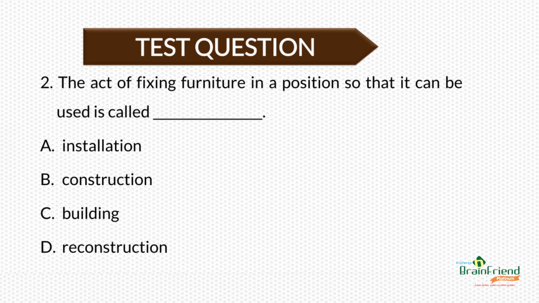Question 2. The act of fixing furniture in a position so that it can be used is called dash. A. Installation. B. Construction. C. Building. Or D. Reconstruction. The correct answer is A. Installation.